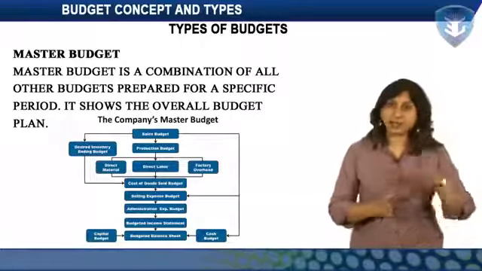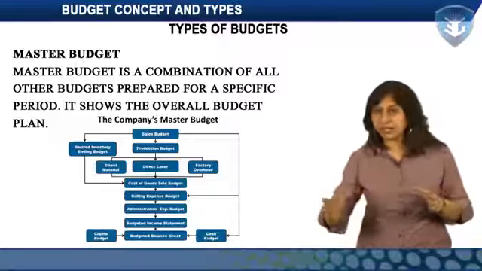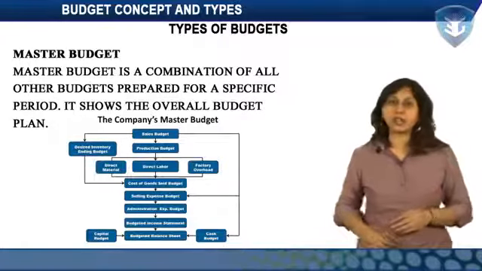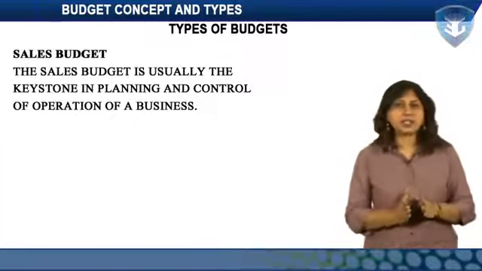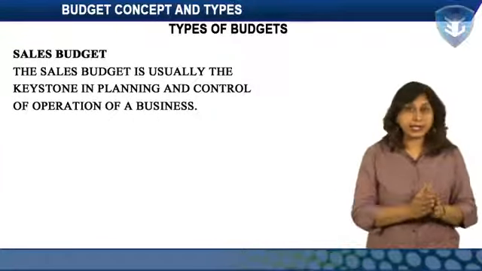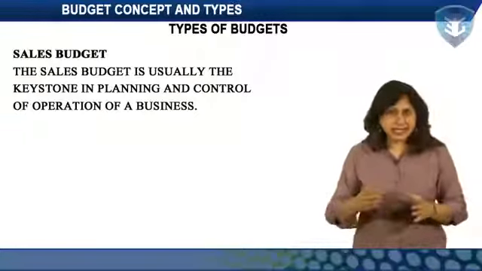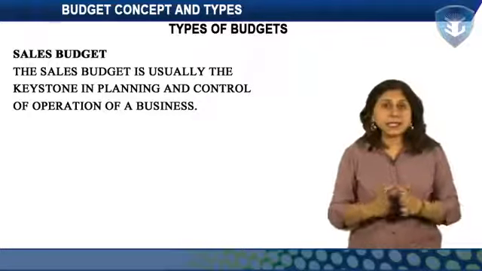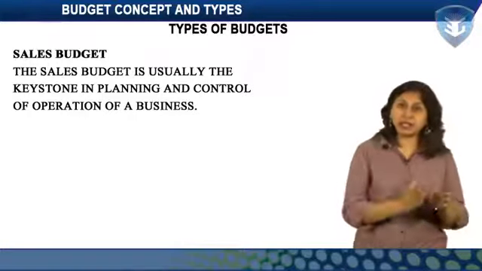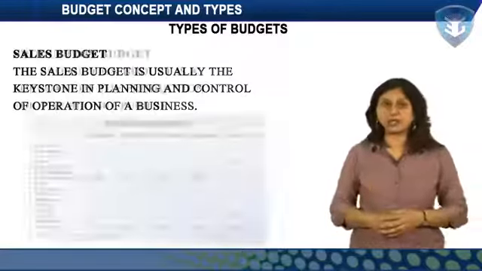It is prepared by the budget officer and it requires the approval of the budget committee before it is put into operation. Sales budget. The sales budget is usually the keystone in planning and control of operation of a business. Sales forecast serves as a base for the sales budget. The sales manager should be made directly responsible for the preparation and execution of sales budget.